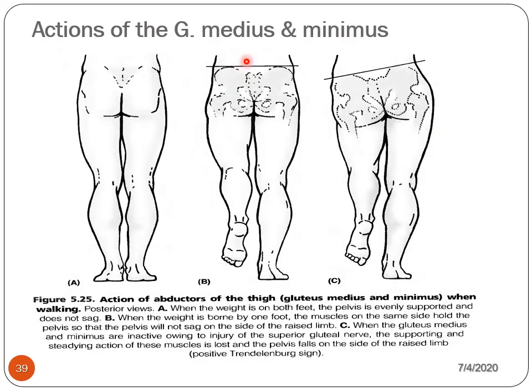So the action of the gluteus medius and minimus is abductor of the thigh during walking. Posterior view, A, when the weight is fit. This one is normal, and this one is the tilting. C represents the gluteus medius and minimus owing to injury of the superior gluteal nerve. So there is a paralysis of the medius and minimus.